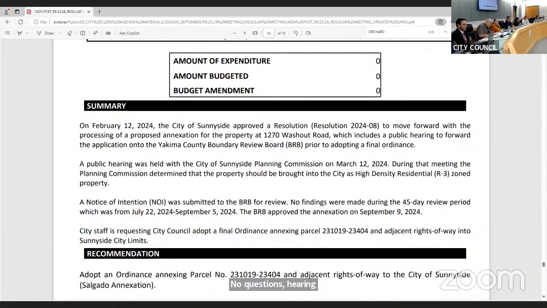Move to adopt the ordinance annexing parcel number 231019-23404 and adjacent right of way to the city of Sunnyside, Salgado annexation. I'll second. All right, thank you, Ms. Hart, for reading the entire motion. I won't do that again. So a motion by Councilor Hart, second by Councilor Beeler to move ahead. Is there debate on this item? Hearing none, all in favor of this motion, please signify by saying aye. Aye. Opposed, no. I too vote aye. Motion passes. Thank you. Item C has been removed from the agenda this evening.